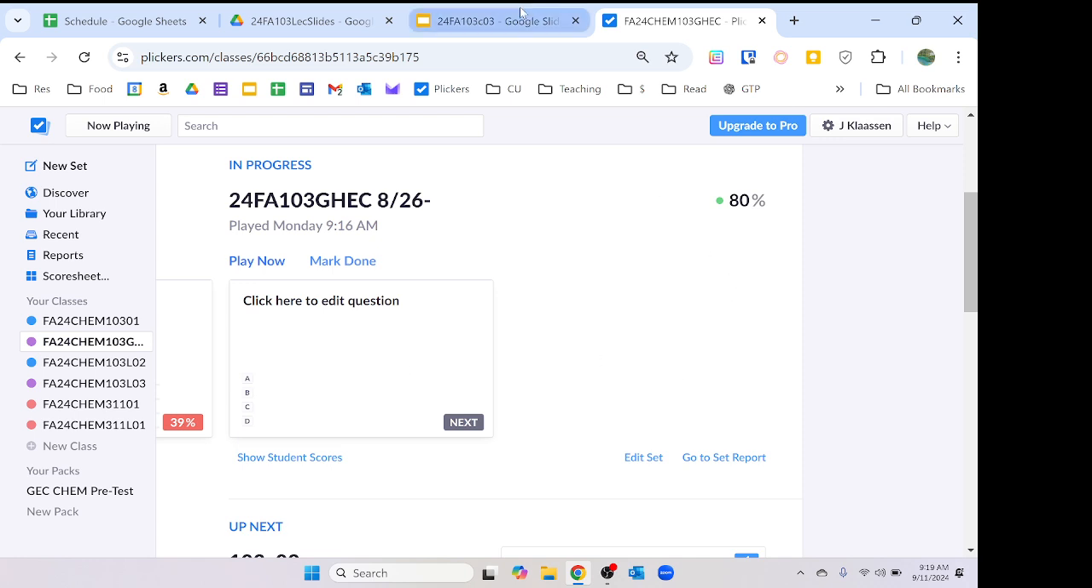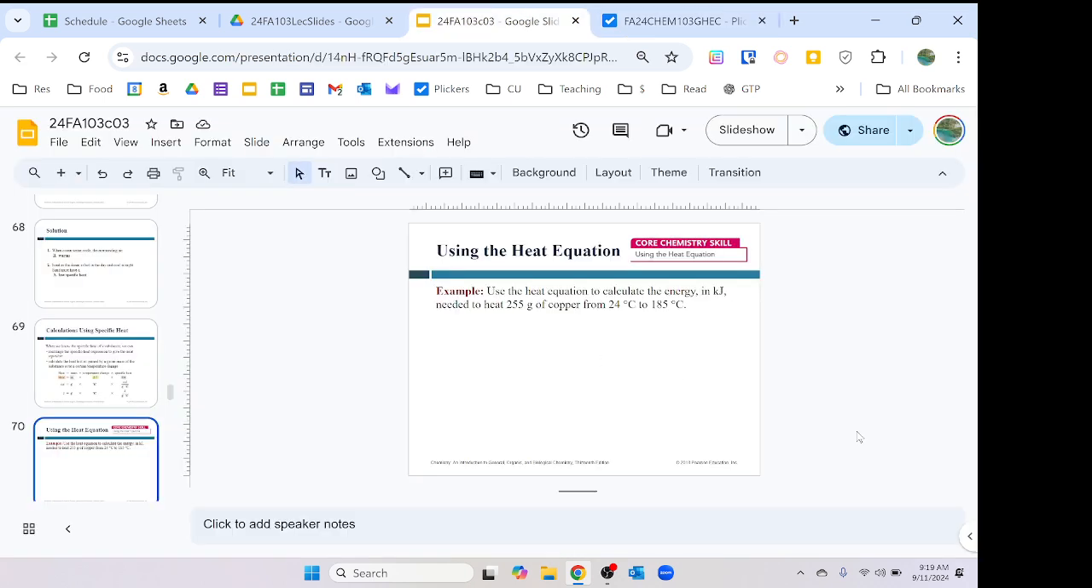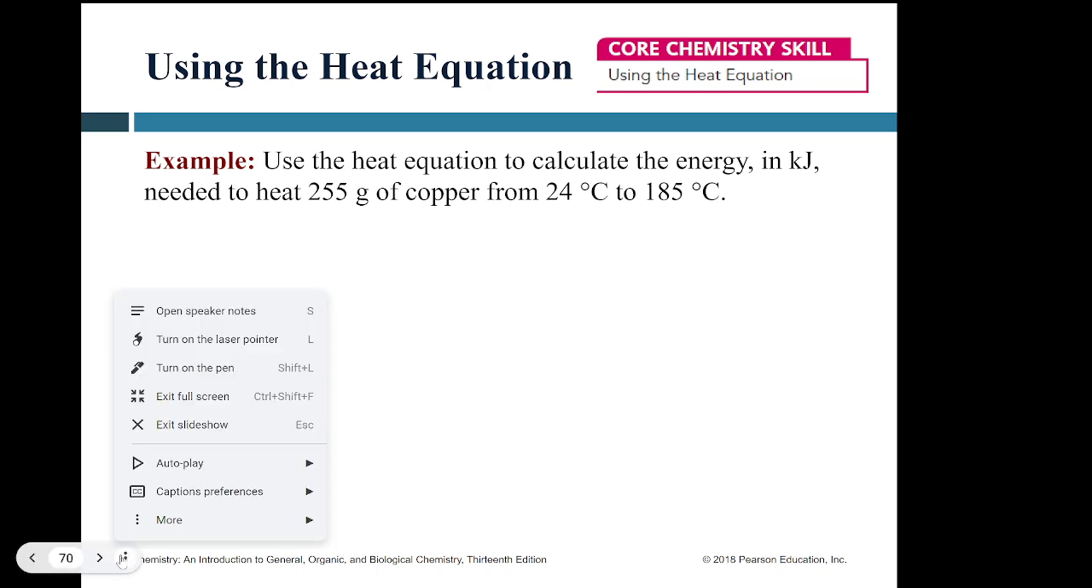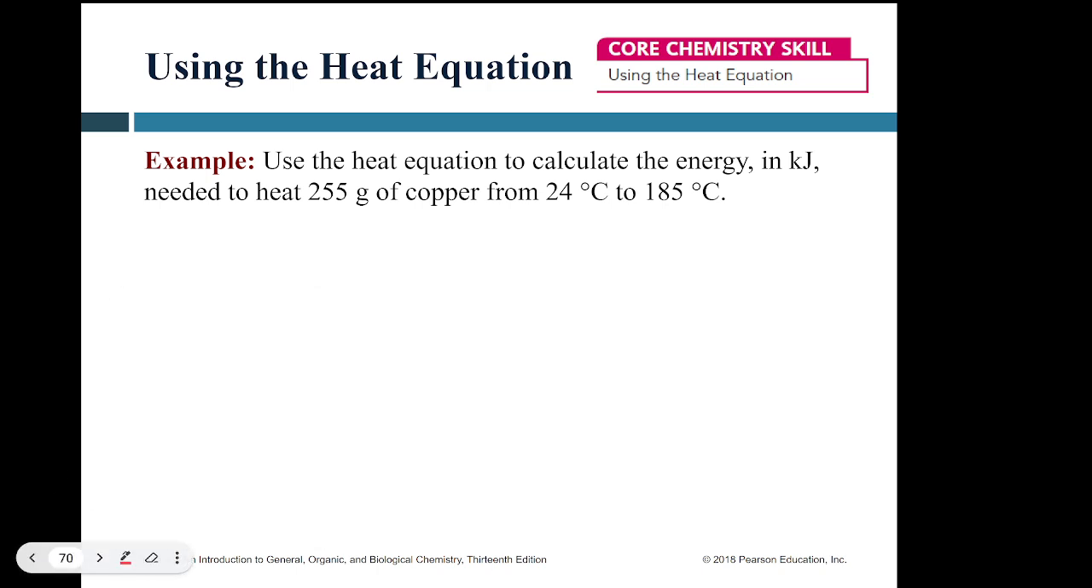Okay, so let's go ahead and solve the problem. We're going to use the heat equation, right? In kilojoules, we need to heat 255 grams of copper from 24. How do we do this? Okay, so subtraction would be a good place to start because we're going to need that change in temperature, aren't we? So that sounds like a good idea. How do I get change in temperature?